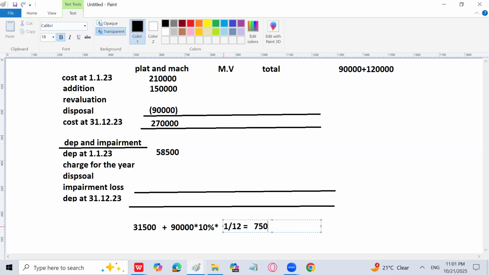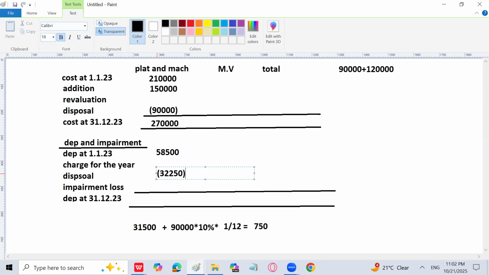And I will subtract that 32,250 because it is the disposal, which we need to subtract. As the cost has been subtracted, the depreciation on the asset sold, from the date of purchase till the date of sale, is also supposed to be subtracted. So I subtracted disposal 32,250. Now I have to calculate the depreciation charge for the year.